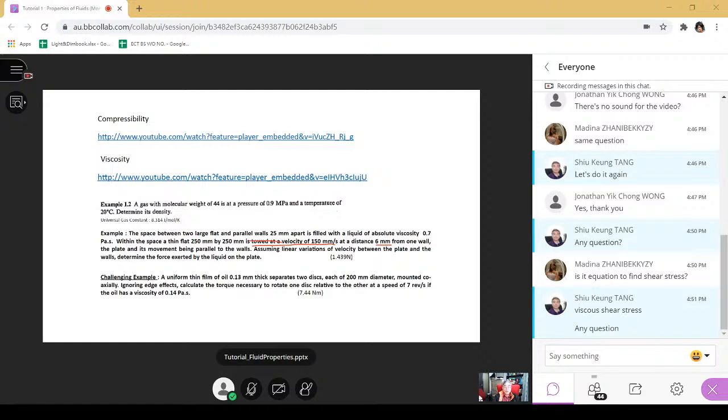Now you are asked to assume, which we always do, for simplicity, that the variation of velocity between the plate and the walls is linear, so that the velocity gradient can be easily calculated. It is okay if the separation of the walls is small. Now you are required to determine the force acting on the plate due to viscosity. So let's do it.